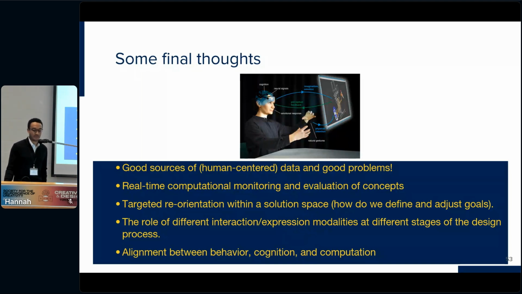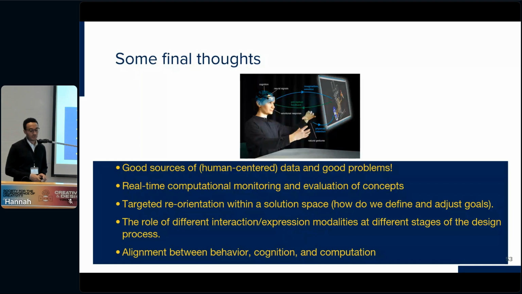This idea of real-time monitoring and evaluation of design concepts is super important. So how can we in real time assess, say, the quality of someone's concept or a characteristic of a concept or idea? How can we then use that information to act upon it? So I call this targeted reorientation within a solution space. So I've represented something about the problem. I want to take that into a larger space and do something. Show them another example, change what that input design is in some way. And how can we on the fly adjust and define these goals?